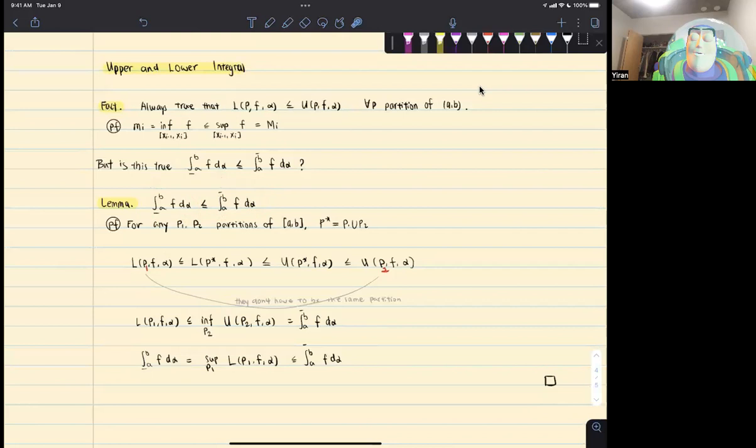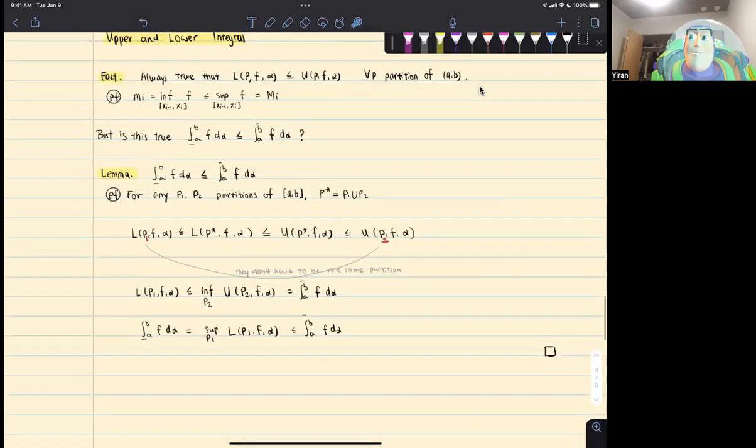So no matter what partition, it doesn't have to be the two partitions you use for the left and the right hand side. You need to show that it doesn't have to be the same partition, but the inequality still holds. And how to show that?